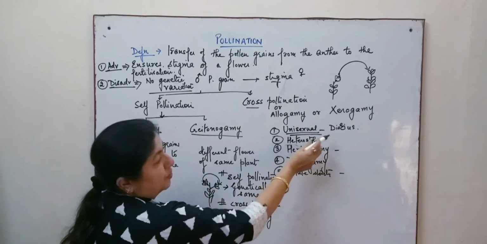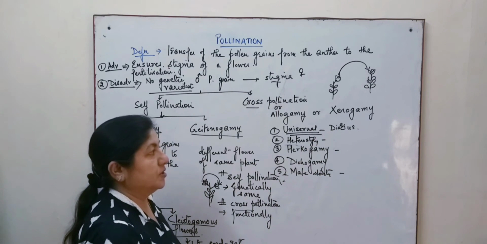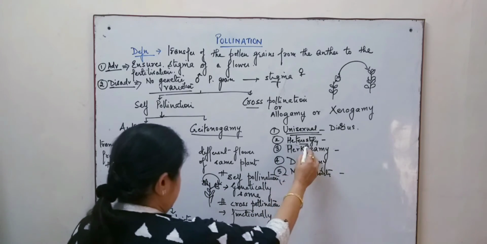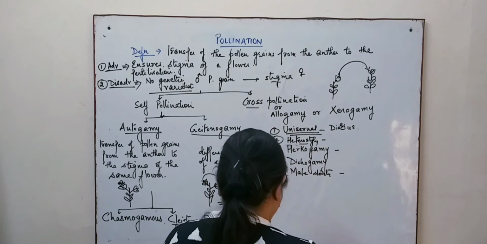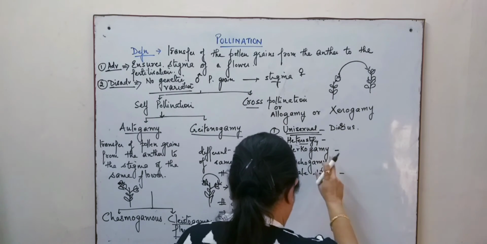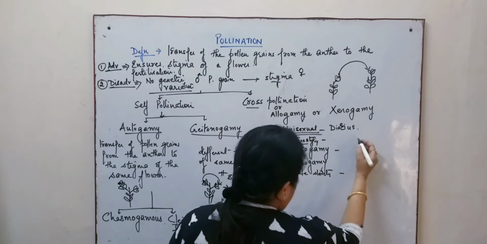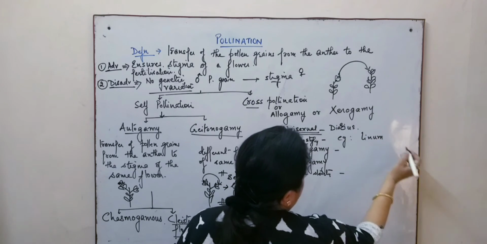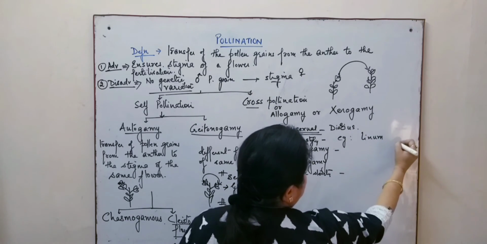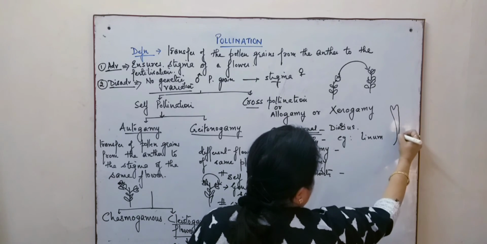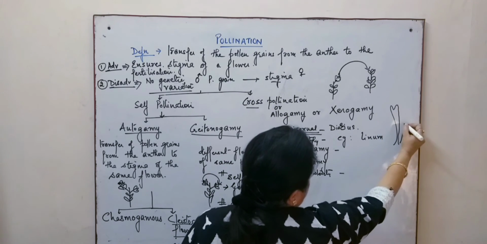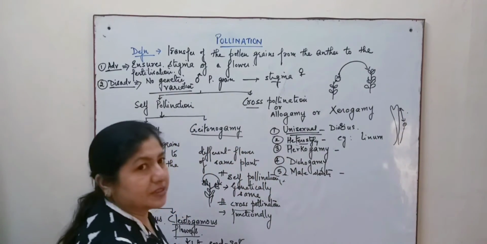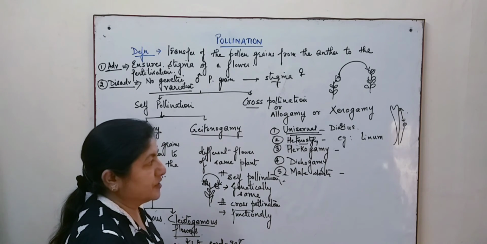Unisexual, we have already said, is the dioecious condition in which the male and the female are separate. Then heterostyly is a condition in which the flowers have parts that are not very close to each other. Linium is an example in which the stigma is at the top and the male is over here, so that the difference is quite a bit, and this ensures there is no self-fertilization.